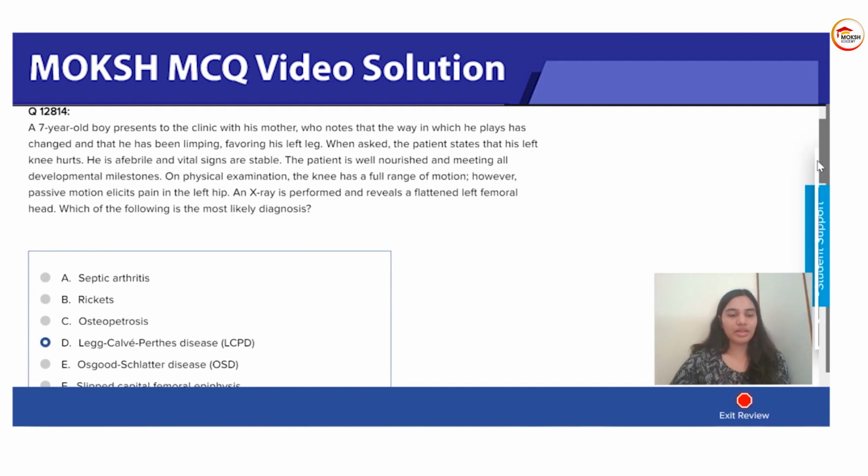What about Osgood-Schlatter disease? Patients have pain on the knee, localized to a particular point on the knee, where if you press, there is tenderness. That is Osgood-Schlatter disease, which is not seen here.